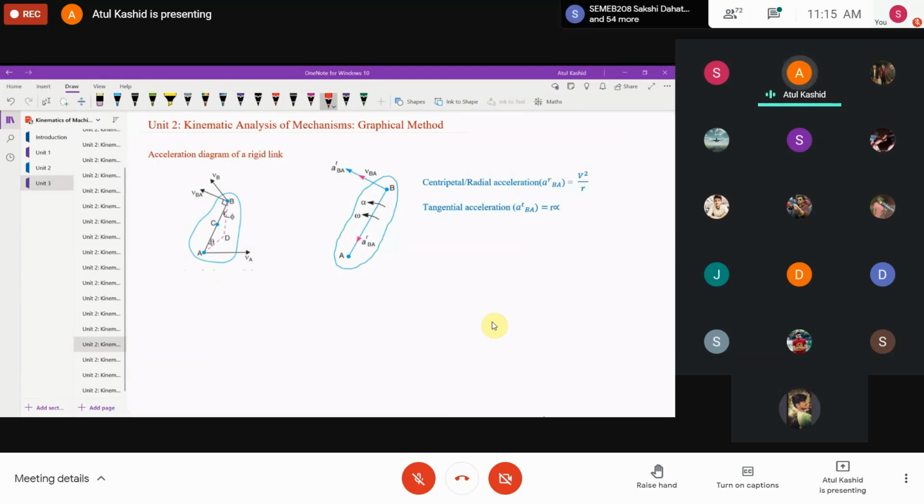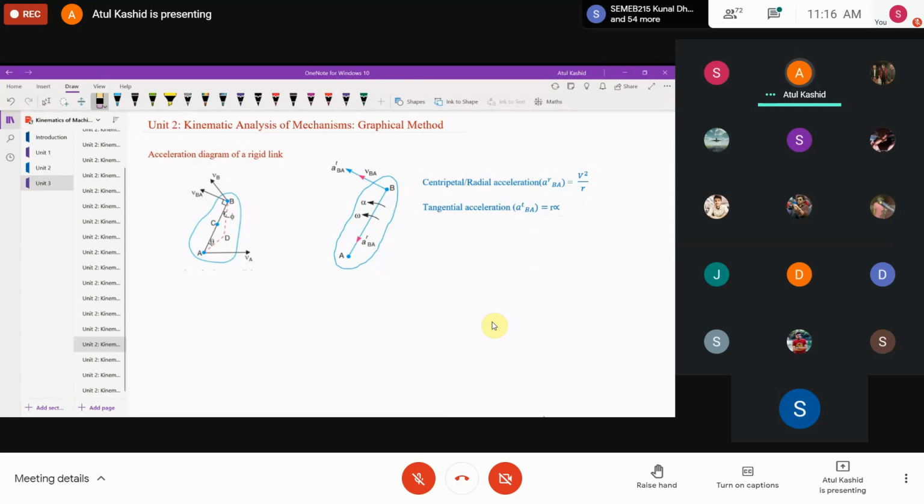So when we are talking about acceleration, we should know that acceleration will have two components. One is the centripetal and second is the tangential, right? Magnitude of centripetal acceleration is v square upon r. Magnitude of tangential acceleration is r alpha. Direction of centripetal acceleration is along the link and towards the center of rotation, and direction of the tangential acceleration is perpendicular to the link, right? I think these things are very clear to everybody, right?